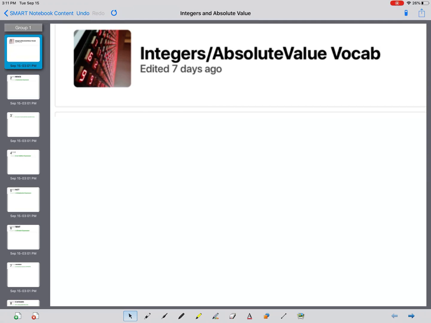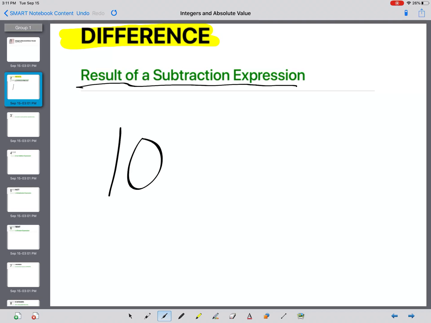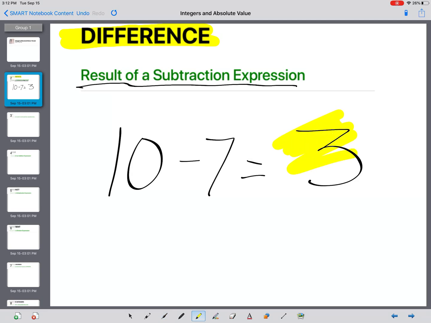So we're going to talk a little bit about the vocabulary of integers and absolute value. The first term is difference, and we'll be going over 11 terms. The difference is the result of a subtraction expression. So for example, something like 10 minus 7. Well, the result is 3. So 3 is the difference between 10 and 7.